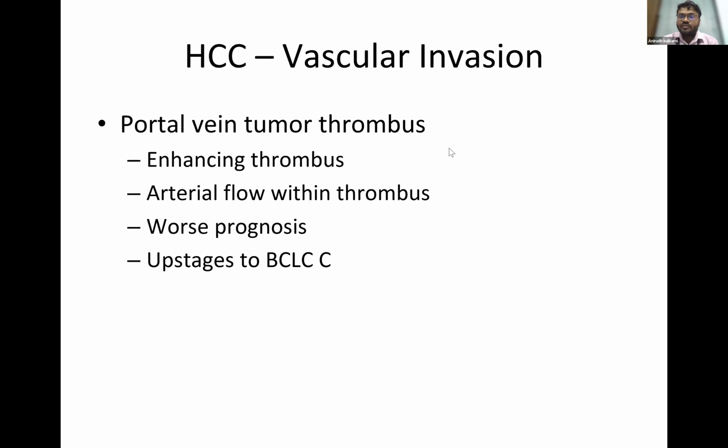How to differentiate between bland thrombus and tumor thrombus? Tumor thrombus will enhance. There will be arterial flow within the thrombus, and there will be streaks and threads, which we can see in tumor thrombus. Whereas bland thrombus will not enhance. And also, for tumor thrombus, you will see that it is extending, it is coming from the tumor. That way also we can see.